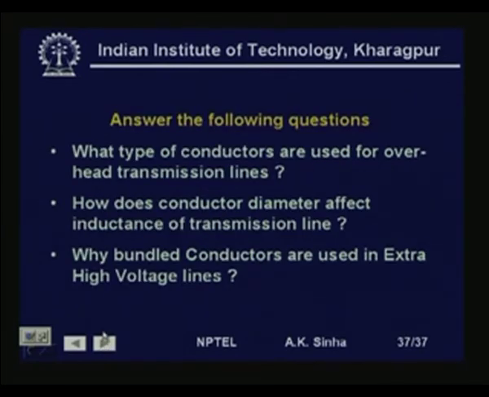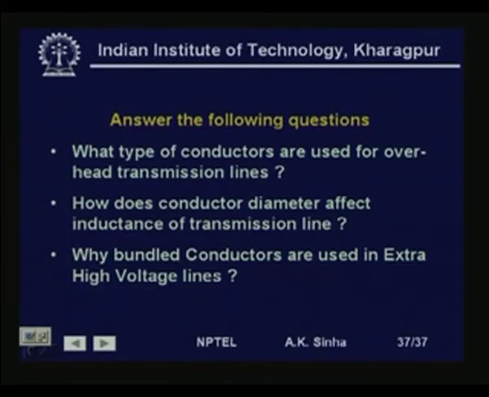So, once we have calculated the inductance, now we will close here, and before we close, I would like you to answer the following questions. First is, what type of conductors are used for overhead transmission lines? Second question is, how does conductor diameter affect inductance of transmission line? And the third question is, why bundle conductors are used in extra high voltage lines? So, I hope after going through this lesson you should be able to answer these questions.